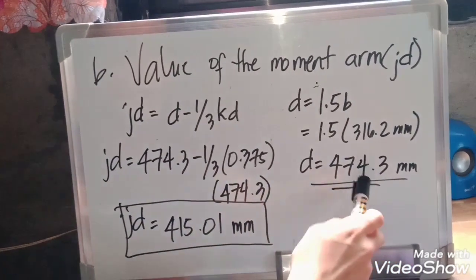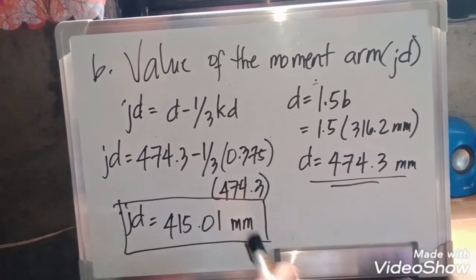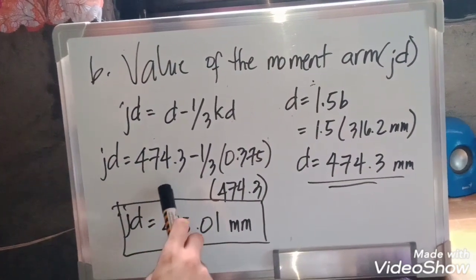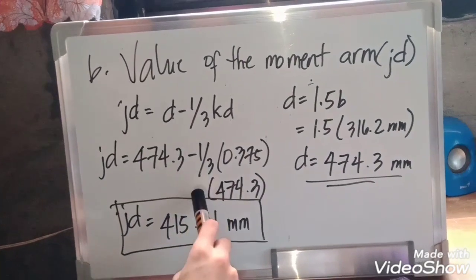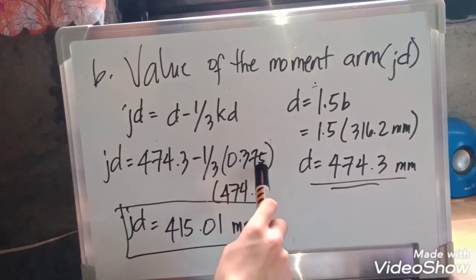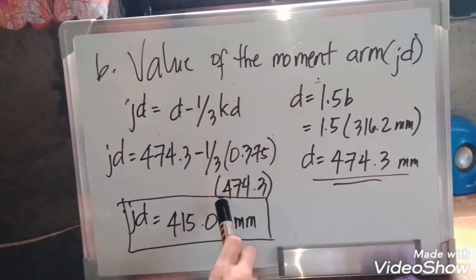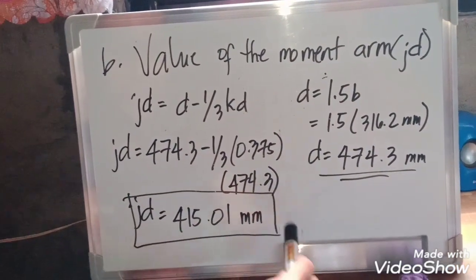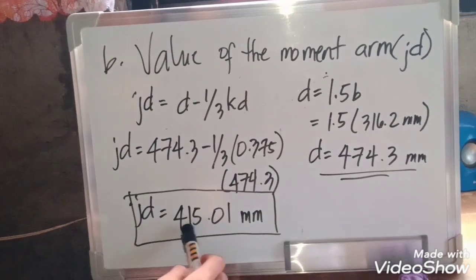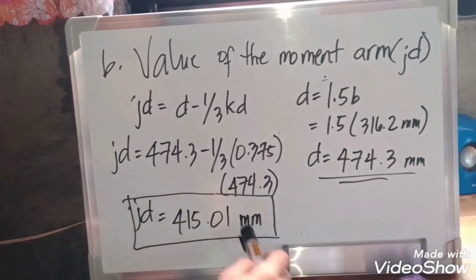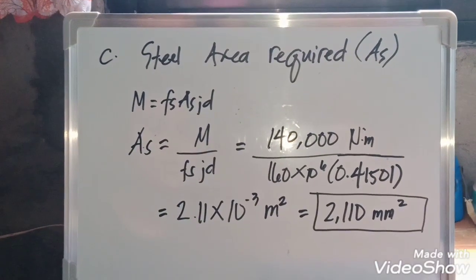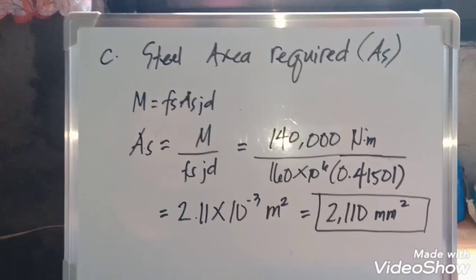Substituting it to our formula, JD is equal to 474.3 minus 1/3 times 0.375, which is our K, times D, our D being 474.3 millimeter, resulting in 415.01 millimeter. So letter C, the question is, what will be the steel area required?